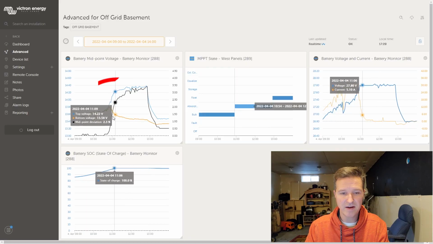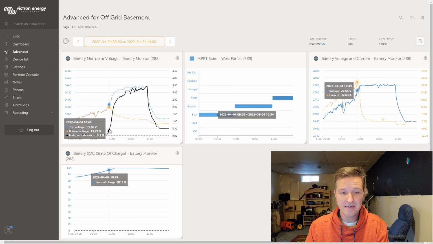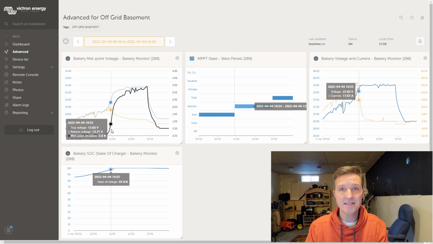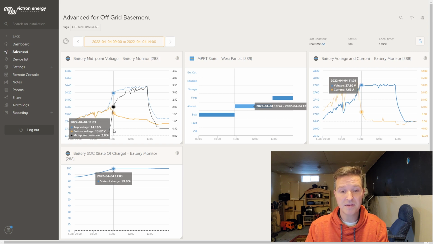As you can see on this screen right here, this black line shows my midpoint voltage deviation. If you don't remember what that is, it's pretty much the difference between the voltages of my two batteries. My two batteries are right here. One is in blue and one is in orange. And as you can see, as soon as it goes into absorption, one of the battery voltages keeps going up and the other one starts going down. So there is something definitely wrong with the balance of my batteries.